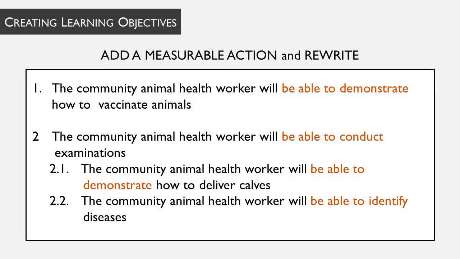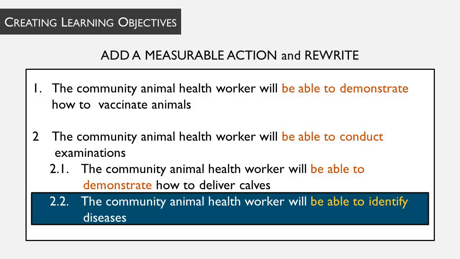Next, we add a measurable action and rewrite the objective into a logical sentence. For example, Objective 2.2 is already measurable as the community animal health worker will be able to identify diseases. As the trainer, I can evaluate my participants by asking them to look at images of the symptoms of various diseases to identify what the diseases are.